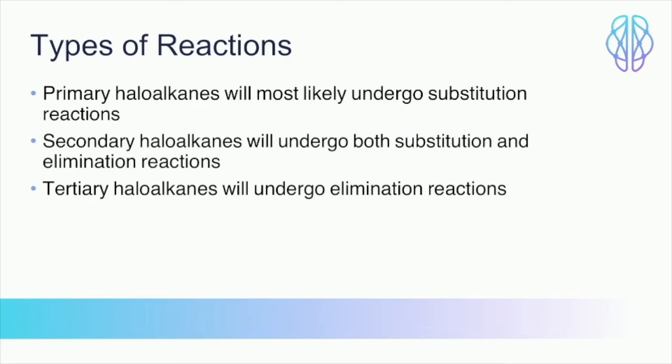So over the next couple of slides, I'm going to be showing you the different types of reactions that haloalkanes can undergo. So there are 2 types. They can either undergo a substitution reaction or an elimination reaction. This substitution reaction is always going to be of the nucleophilic type. Primary haloalkanes will most likely undergo these nucleophilic substitution reactions. Secondary haloalkanes will undergo both the nucleophilic substitution reaction and the elimination reaction I talked about, and tertiary haloalkanes will only undergo the elimination reaction and will not undergo substitution reactions of the nucleophilic type.